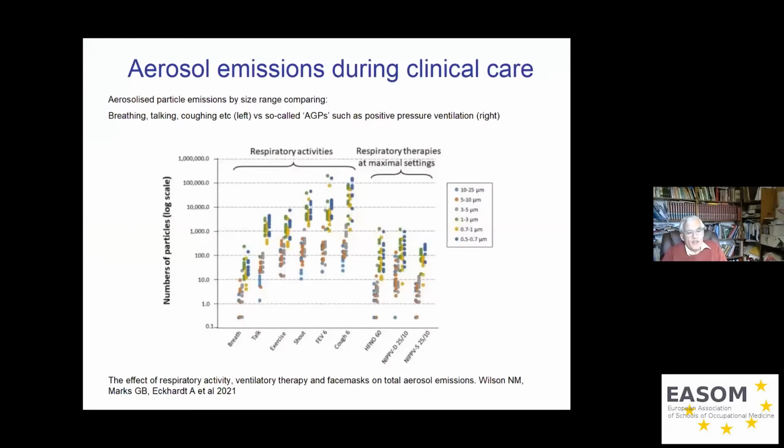For example, I've just got a couple of examples of evidence here because time is limited. These are data showing comparisons of aerosols being generated. These are not aerosols measuring COVID. It's very difficult to measure the SARS-CoV-2 virus, but they do go over a huge range of aerosol sizes, as you can see by the colors. The panel on the left deals with normal respiratory activities like coughing or doing a forced expiratory maneuver or shouting. And the panel on the right looks at respiratory therapies like positive pressure ventilation set at their maximal settings. And you see that the physiologic activities generate more aerosol over the whole size range, however you define them, than these activities.